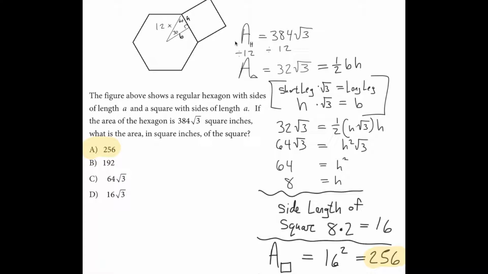Question number 30. The figure above shows a regular hexagon with sides of length A and a square with sides of length A. So all of these sides right here are of length A on both the hexagon and the square. If the area of the hexagon is this, then what is the area of the square?